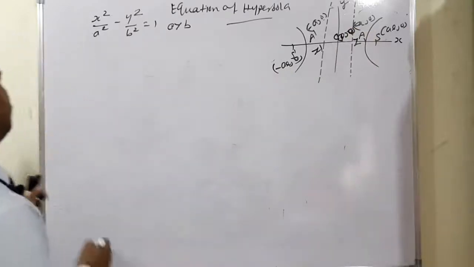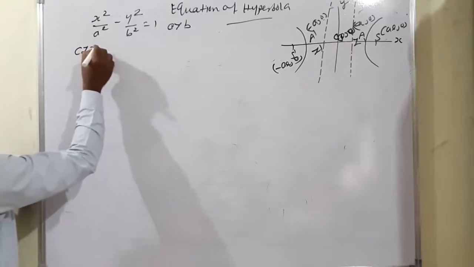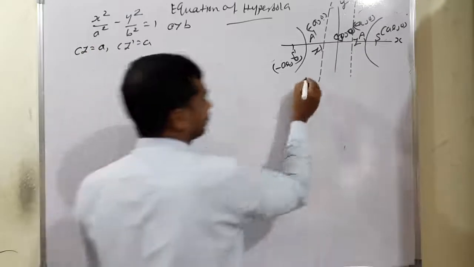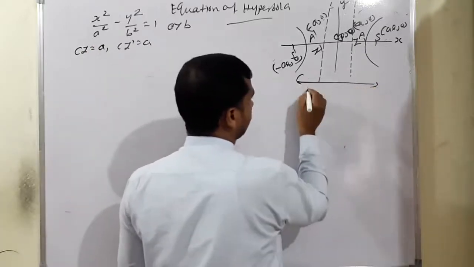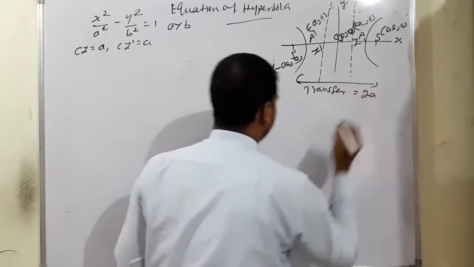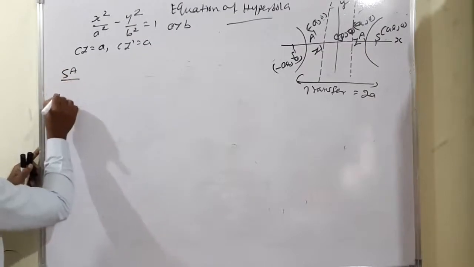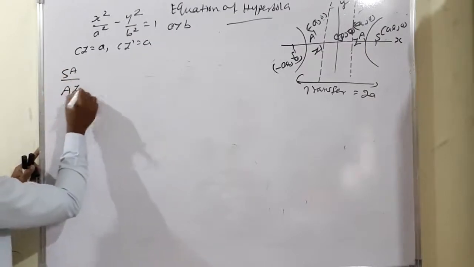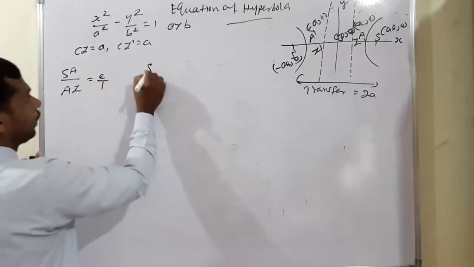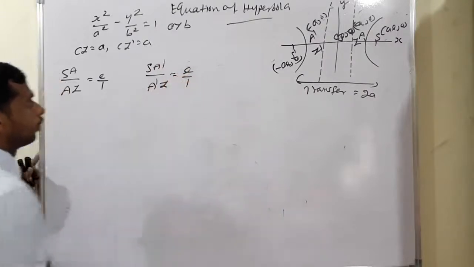Now the main condition: CZ is equal to A, and CZ dash is equal to A. Then we can say the transverse length is equal to 2A. The main condition: SA divided by AZ is equal to E by 1, as well as SA dash divided by A dash Z is equal to E by 1.